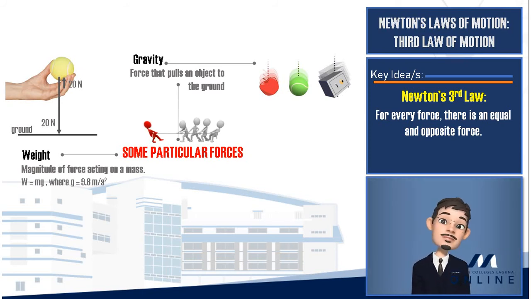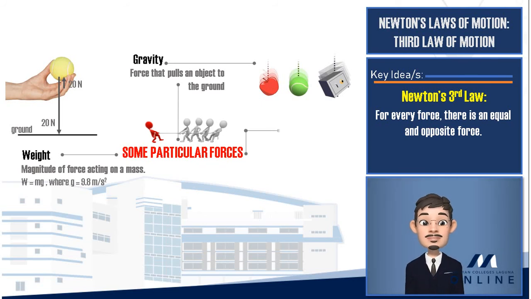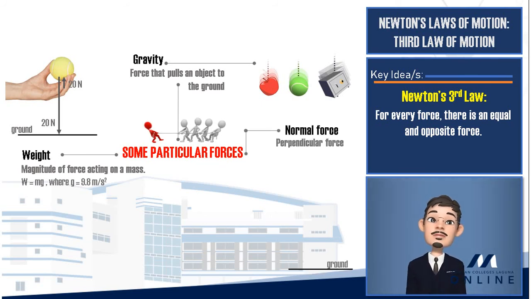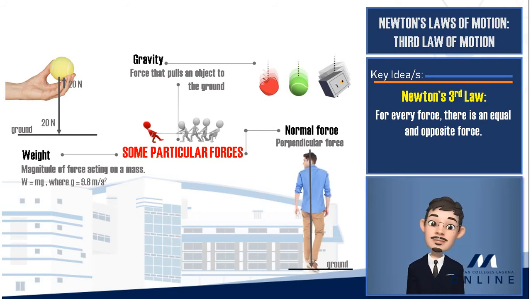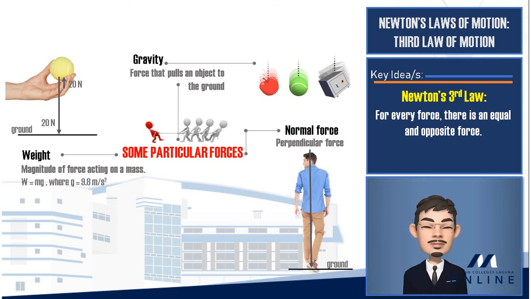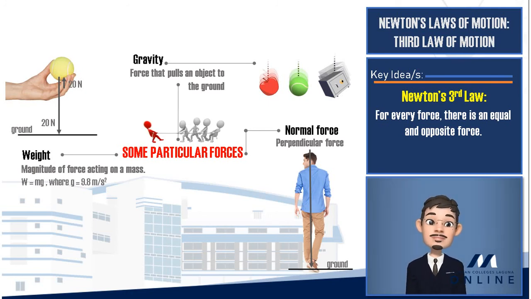The third type of force is the normal force or perpendicular force. If you stand on the floor, you are pulled downward. The floor deforms, even a very little amount, because of the force you are exerting on the floor. But you remain stationary because of the perpendicular force that the floor exerts on you. That perpendicular force is the normal force.